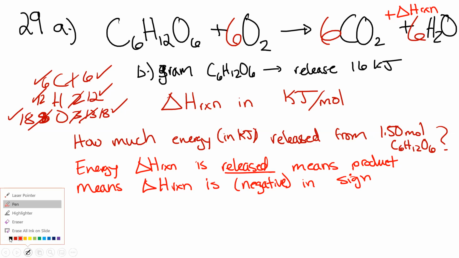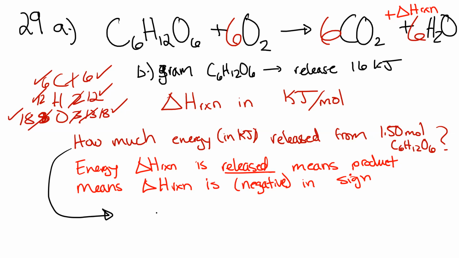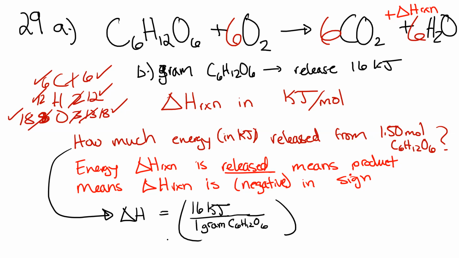So how much energy? To answer the question, how much energy? We're going to say delta H is equal to, we're going to start with 16 kilojoules are released per 1 gram of C6H12O6. That's what we're told. 16 kilojoules per 1 gram. Okay? Does that make sense so far?